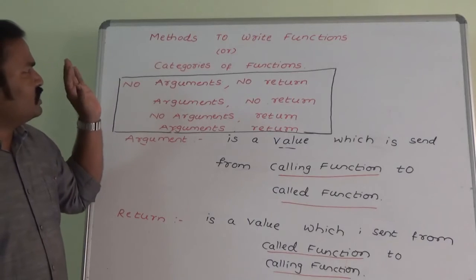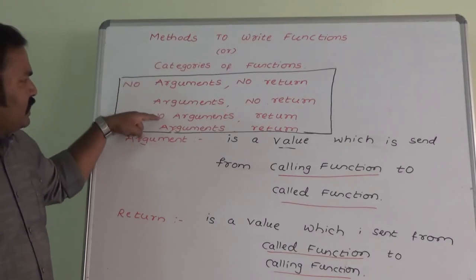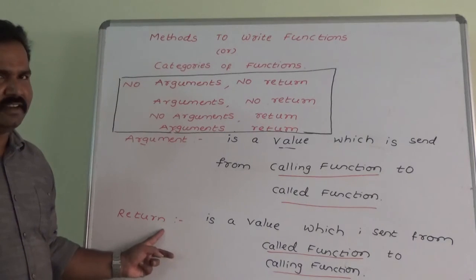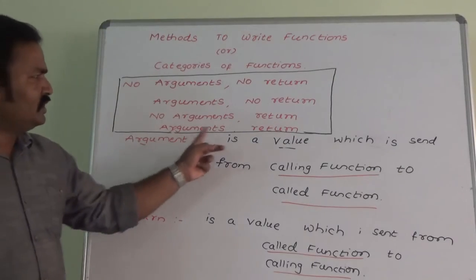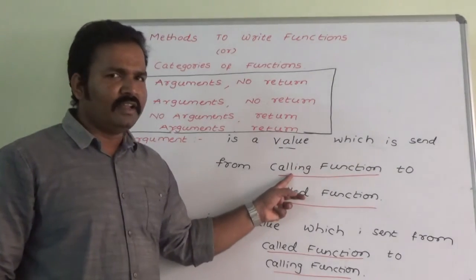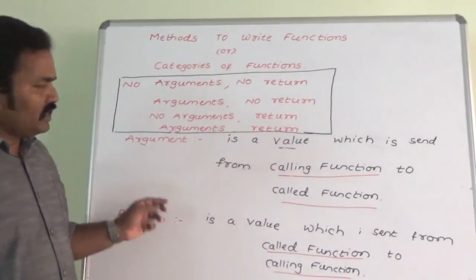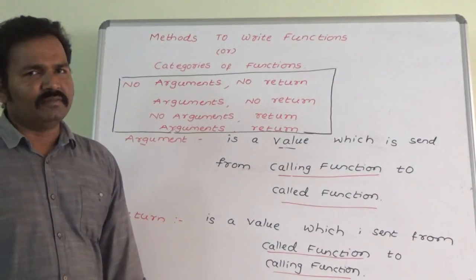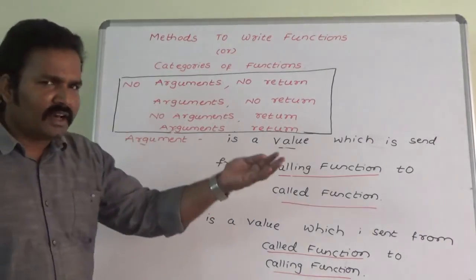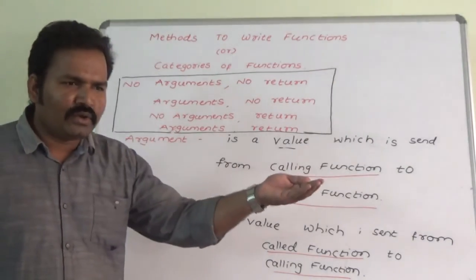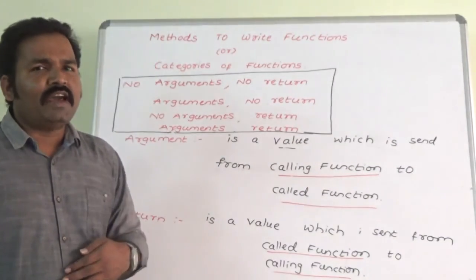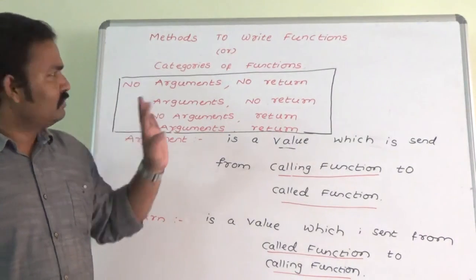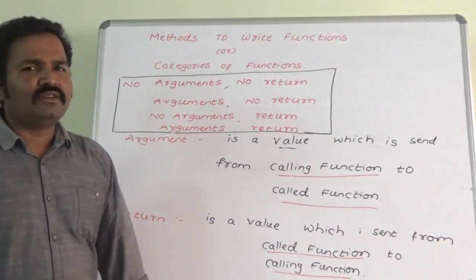Methods to write functions, or categories of functions. Functions can be written in four ways based on argument and return. What is an argument? It is a value which is sent from calling function to called function. What is return? Value which is sent from called function to calling function. So depending upon passing arguments and returning value, functions are categorized into four types. These are the four categories of functions.